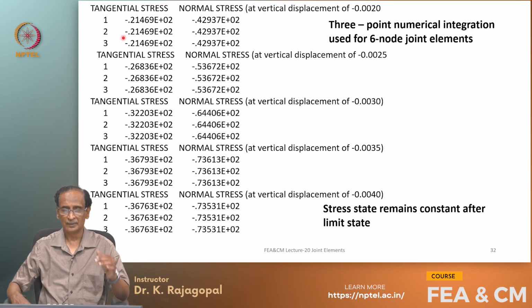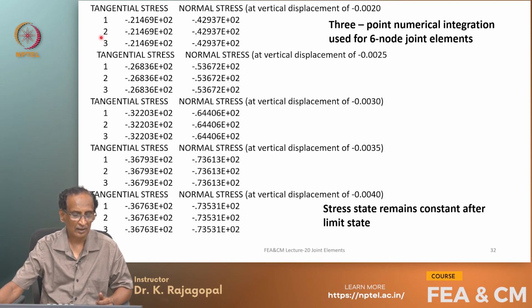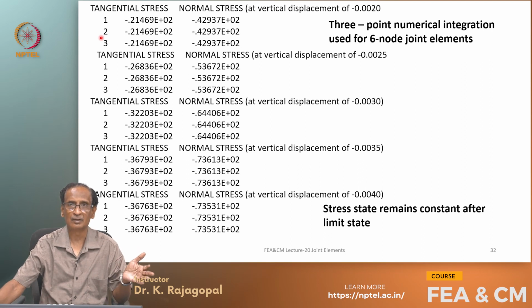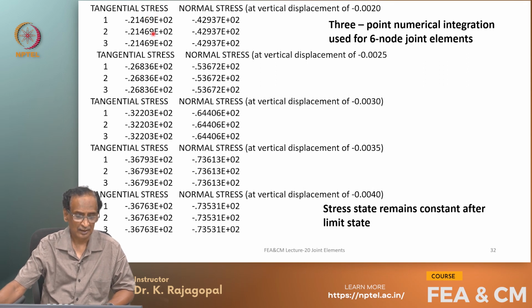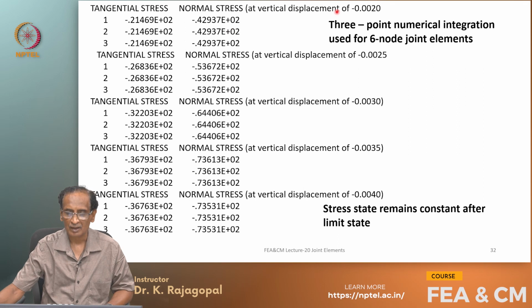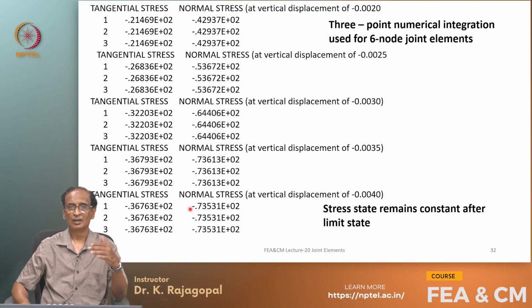This interface element is formulated in terms of 3-point integration. 1, 2, 3 refer to the integration points, and this is the shear stress and the normal stress at different displacements. You see they are increasing up to this point. The normal stress of 73.661 and the shear stress of 36.79, and beyond this point the normal and the shear stress remain constant. So after the limit state, they do not change.